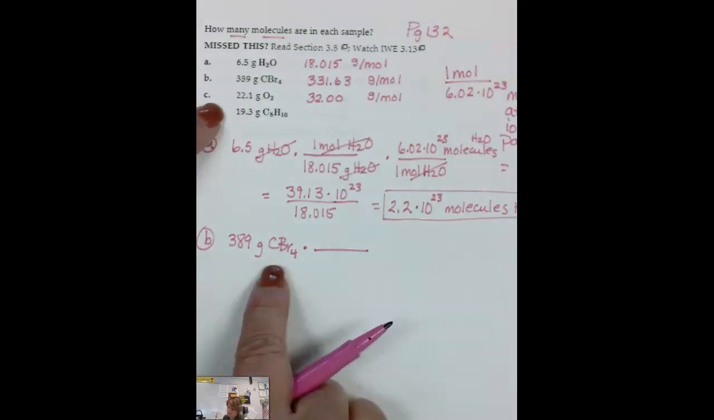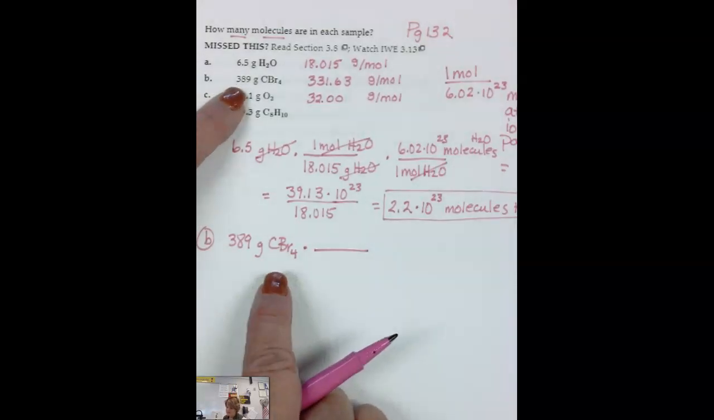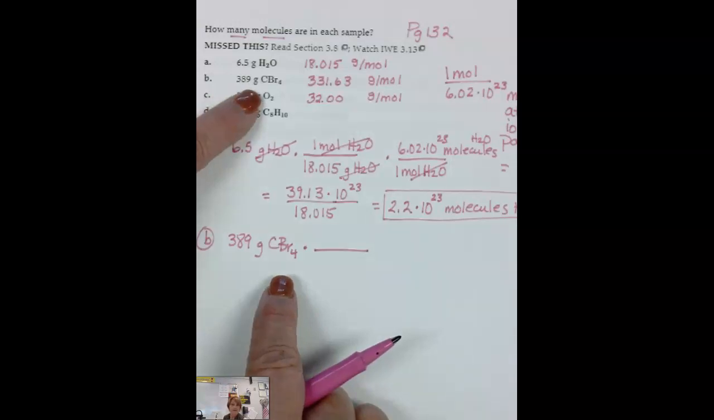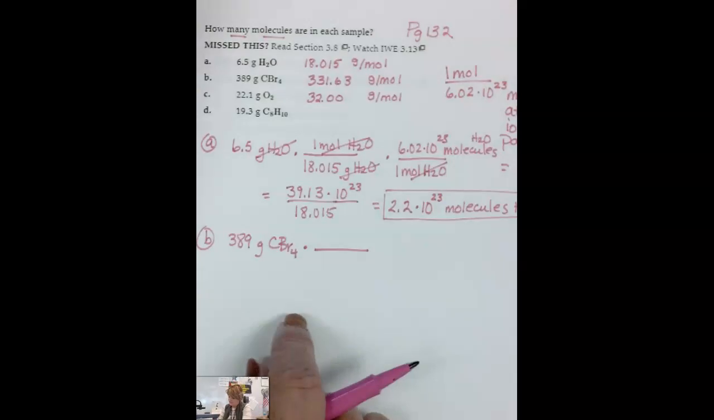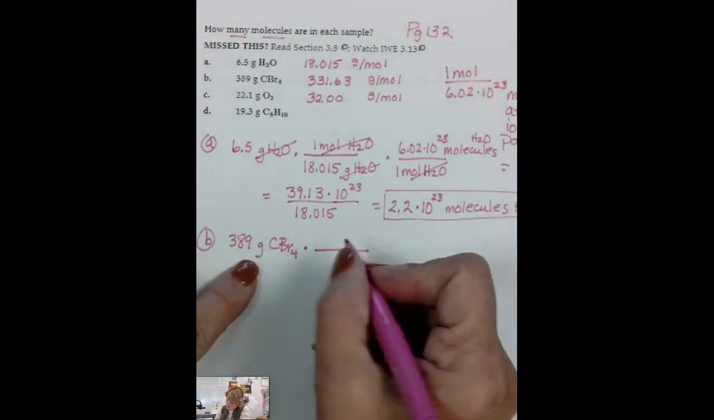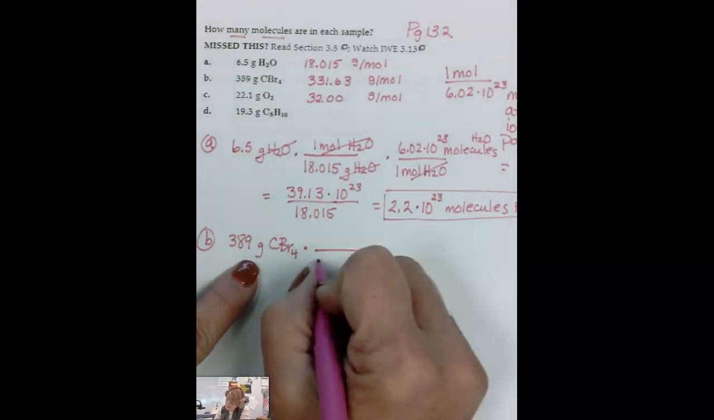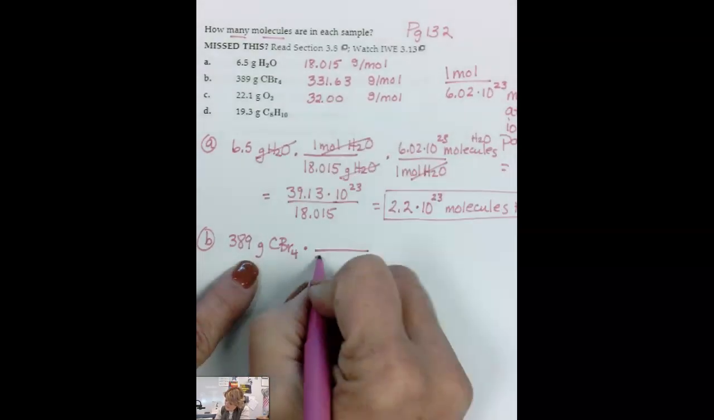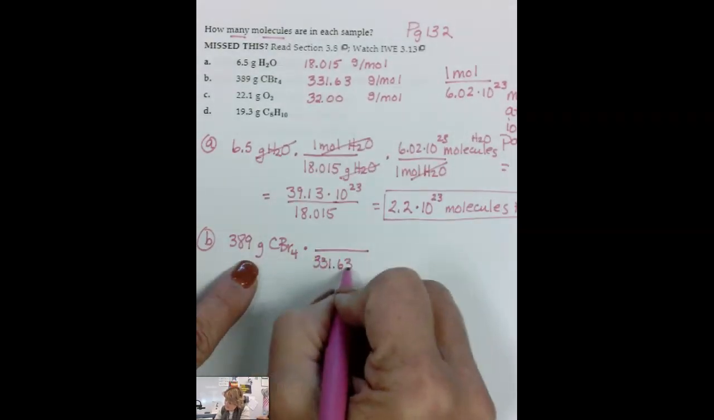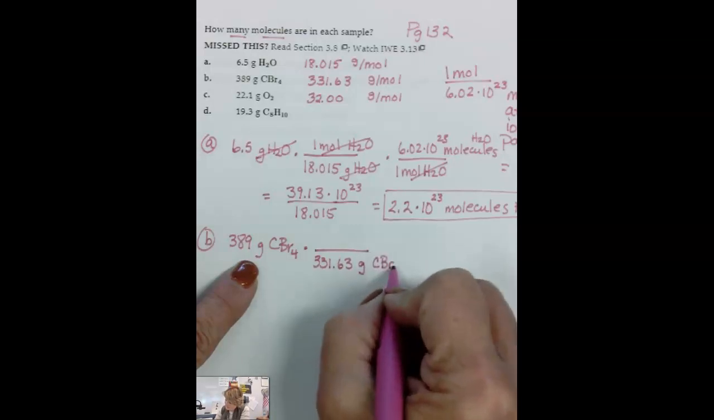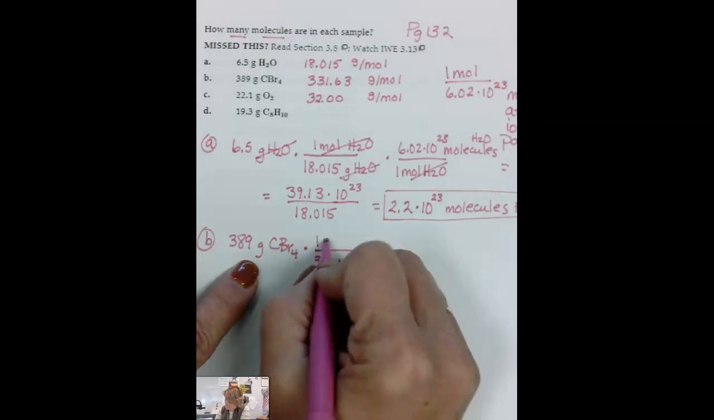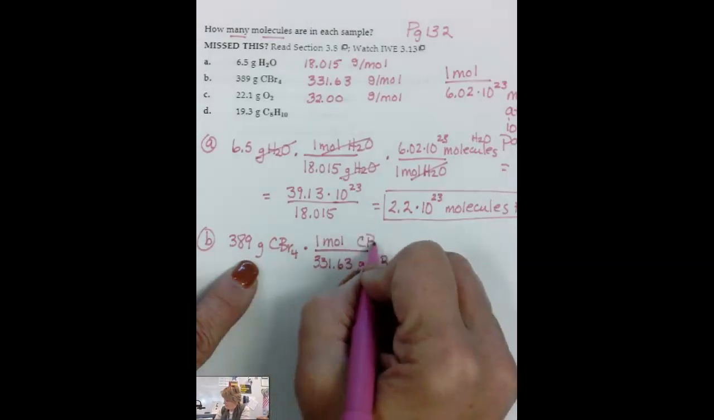Okay, so again, we're working with 389 carbon tetrabromide. It's been a long day today. So here we go. Again, I'm going to go from grams, 331.63 grams carbon tetrabromide to 1 mole carbon tetrabromide.